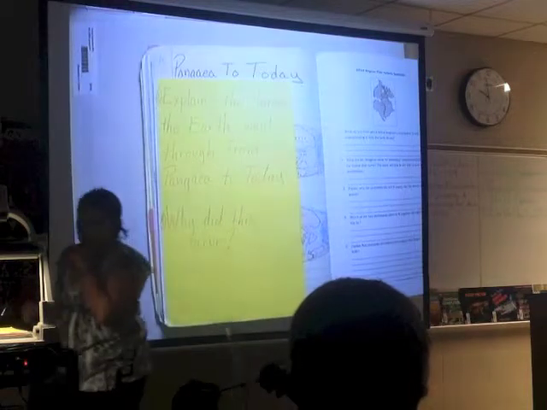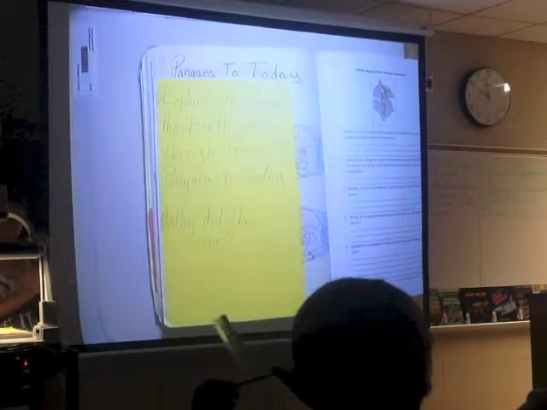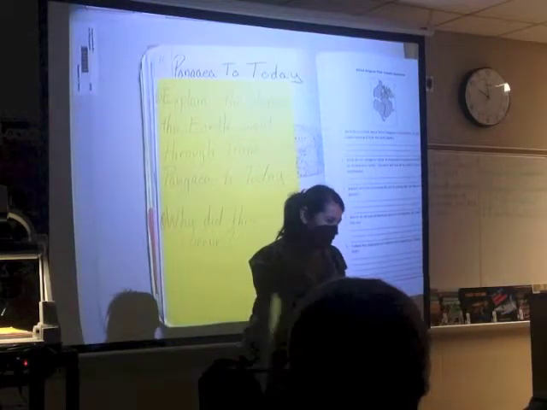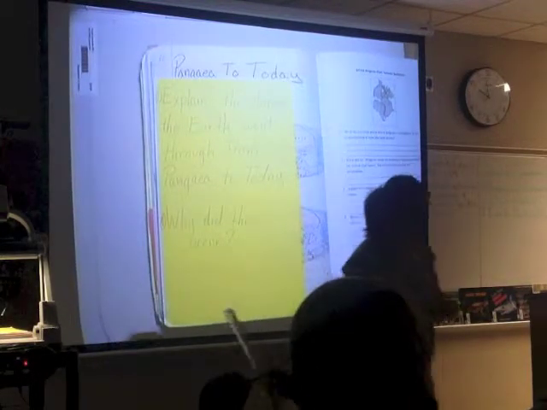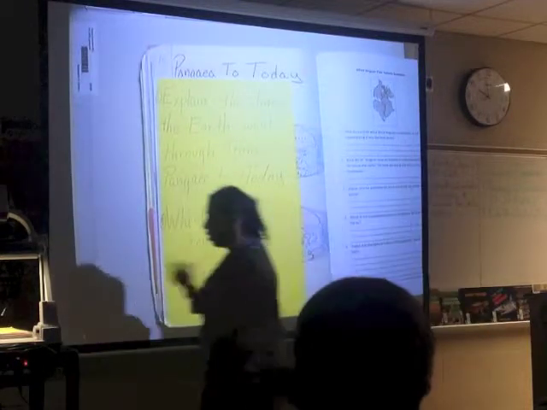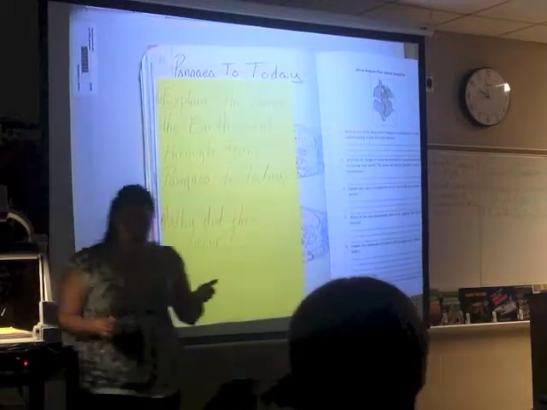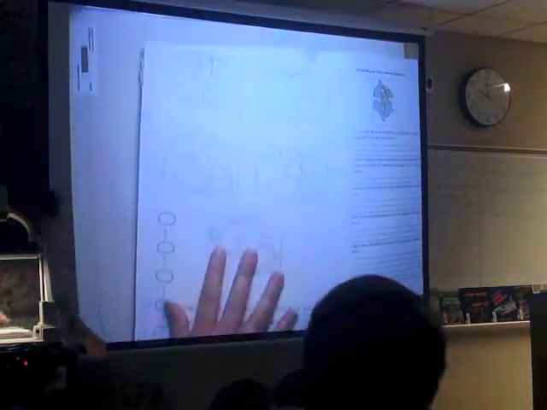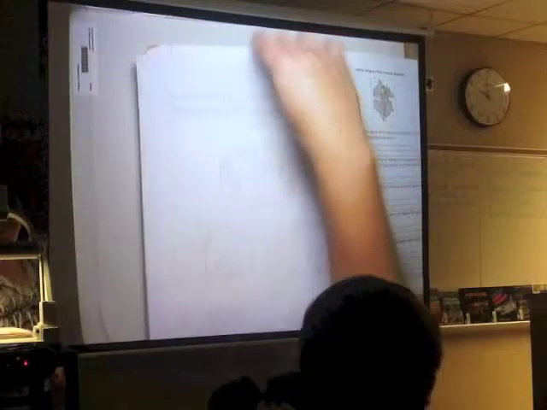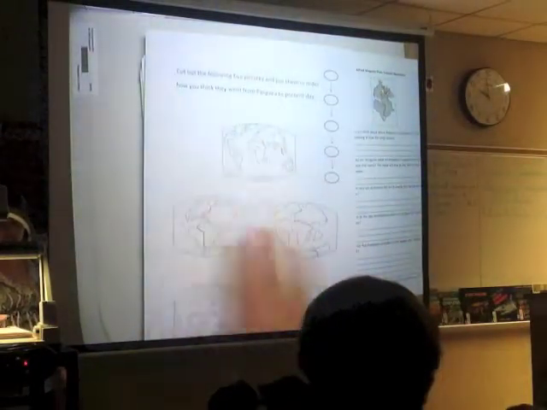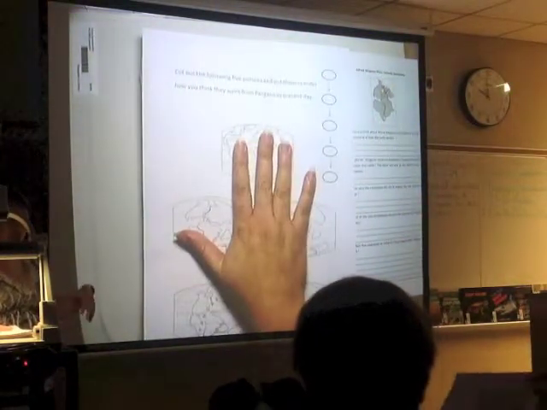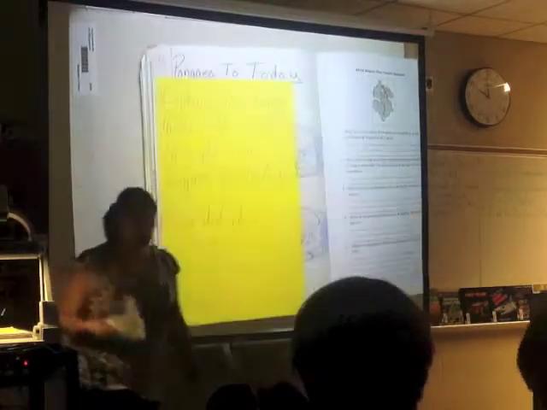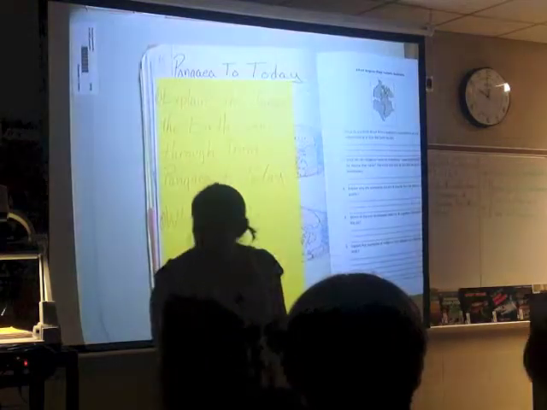Okay, so to finish up, you have your notes on page 131. On page 130, this is what you're going to do. You've got a piece of paper that looks like this. You're going to follow the instructions. First, I want you to color them. Color the land brown, water blue. You're going to cut these out, and then put them in order from Pangaea to present day.